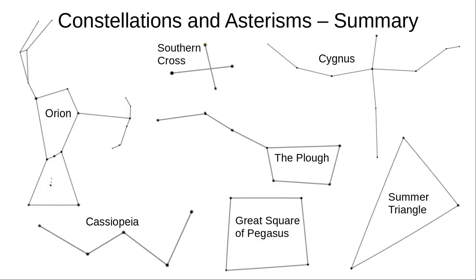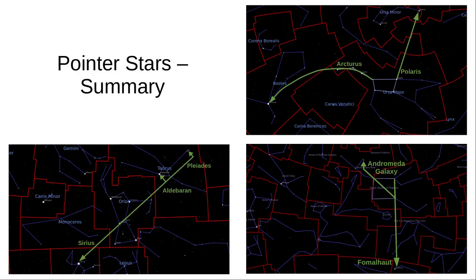Here are 3 pages that summarise asterisms, pointers, and the Bayer designation. In part 3 of Objects in the Sky, we'll look at the motion of astronomical objects through our sky.